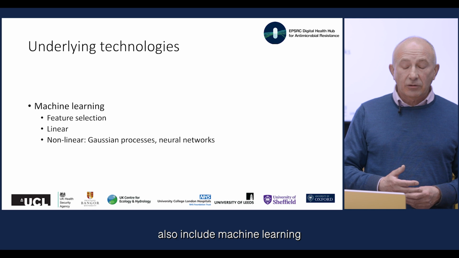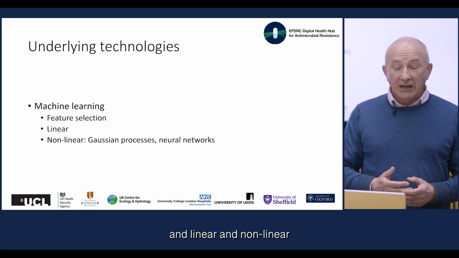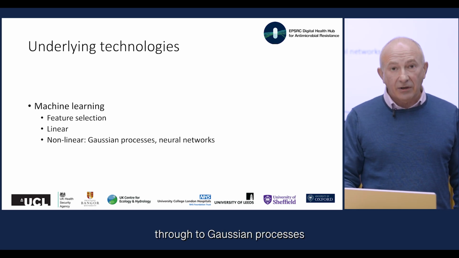Underlying technologies also include machine learning for feature selection and linear and nonlinear learning processes, from simple regression through to Gaussian processes and neural networks.